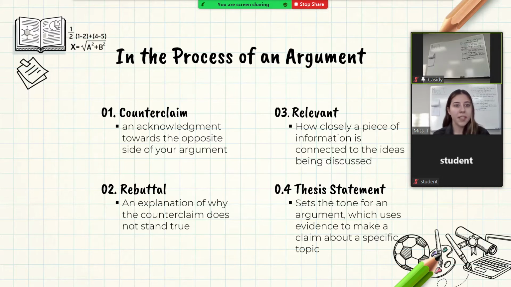So back to my example, if I'm saying cats are the best pet, a counterclaim could be like, well, dogs are more energetic. They're more friendly with people. Cats like to claw people's face, kind of a thing. So that could be my counterclaim. However, with a counterclaim, even though that could be something negative that hurts your argument, you use a rebuttal to go against the counterclaim. So a rebuttal is an explanation of why the counterclaim does not stand true. So a counterclaim could be, like I'm saying, oh, dogs are more friendly.